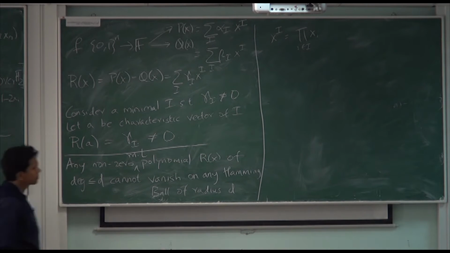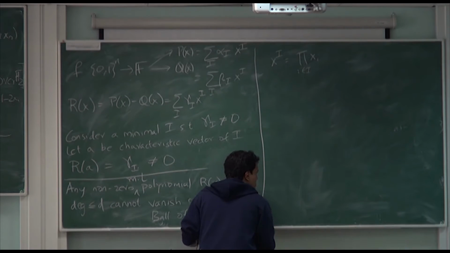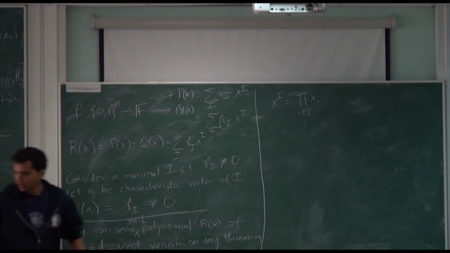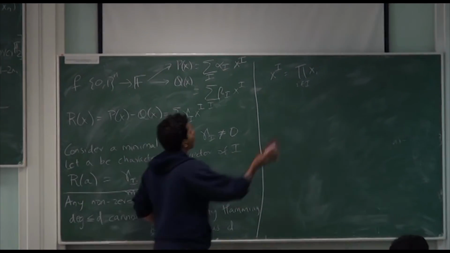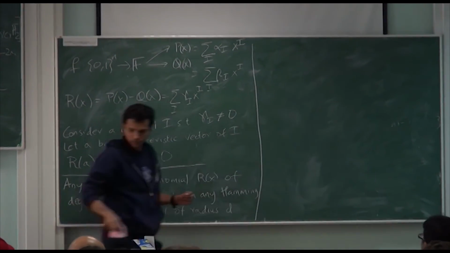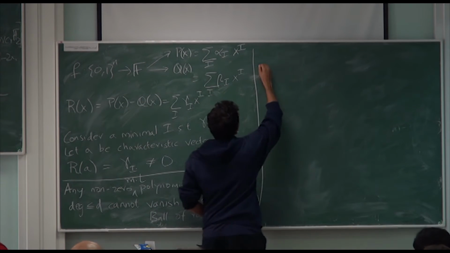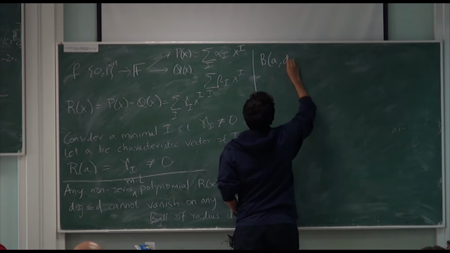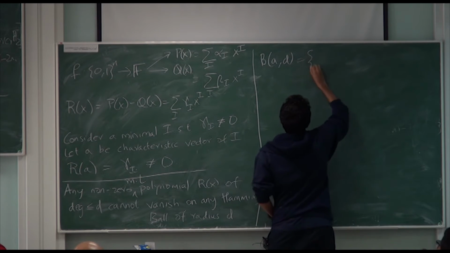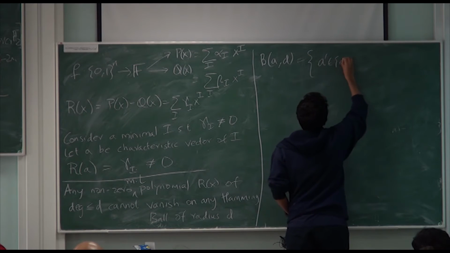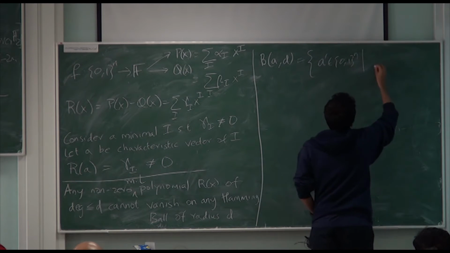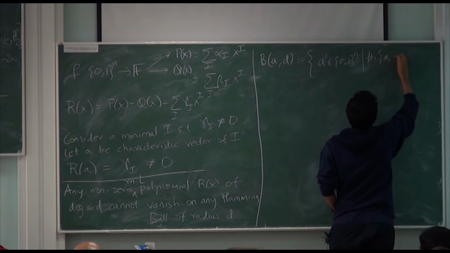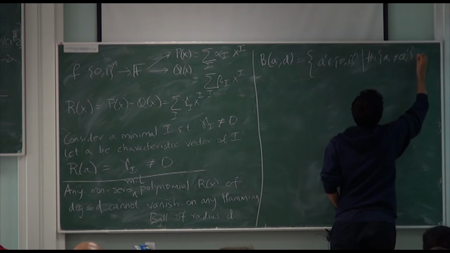Okay, and so just to recall, what is a Hamming ball? So let me say the Hamming ball of radius d around a point A is all those A prime where the Hamming distance, so the number of places where A and A prime differ, is at most d.